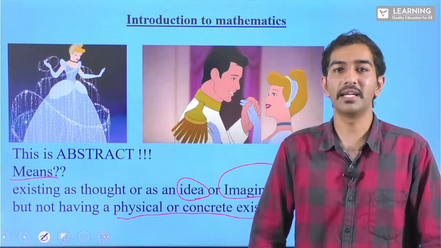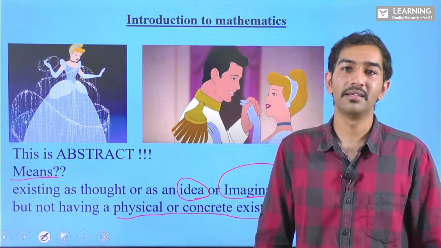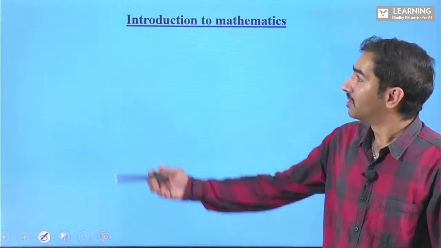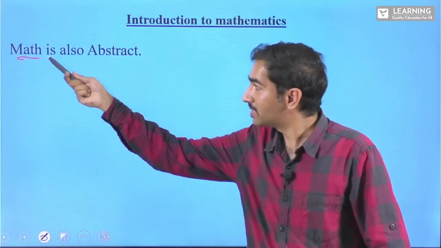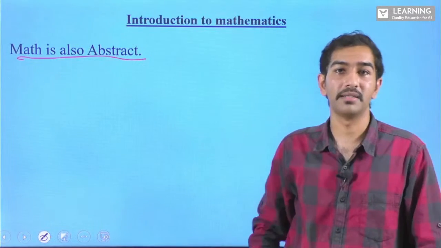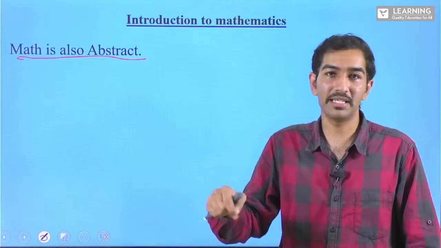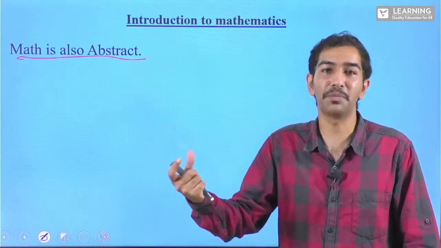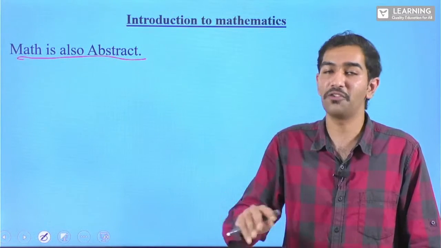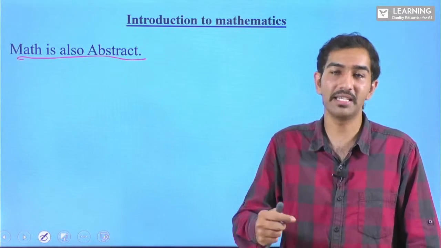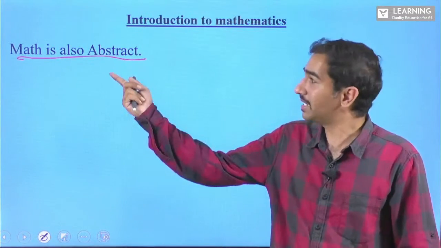So now, what is the reason I told you this story? This is because even mathematics is abstract. Math is also abstract. Which means what? Math is just an idea, or just an imagination, or just a set of principles. There is no physical existence of mathematics. It is just an idea. It does not exist. But is this idea false?